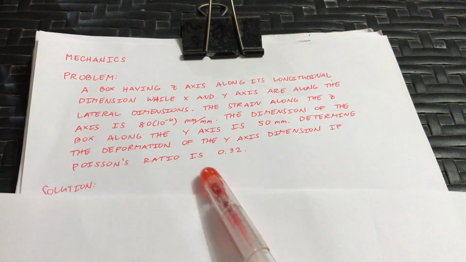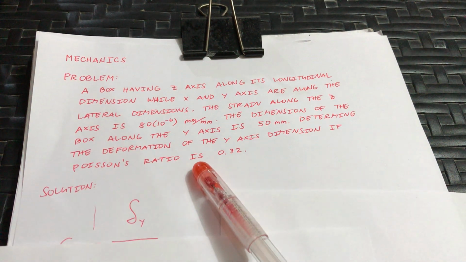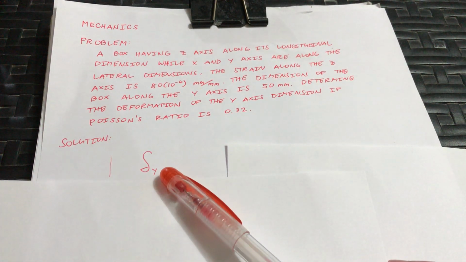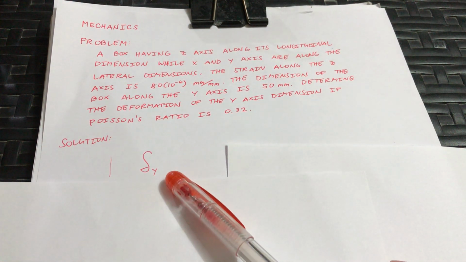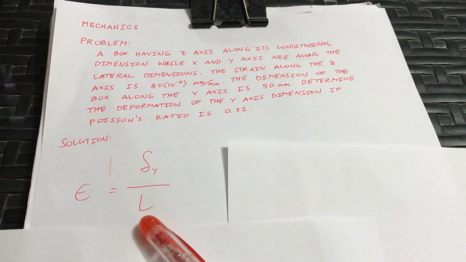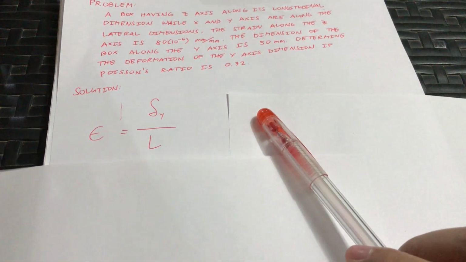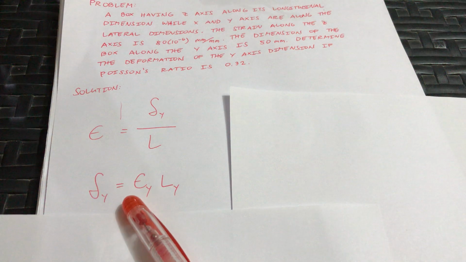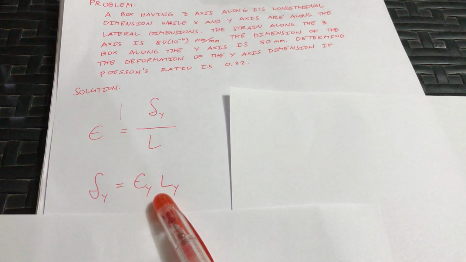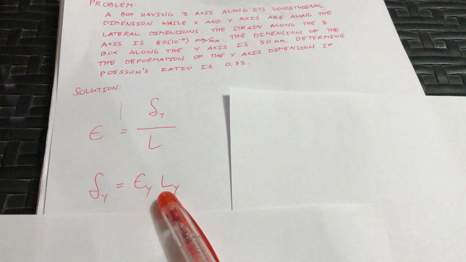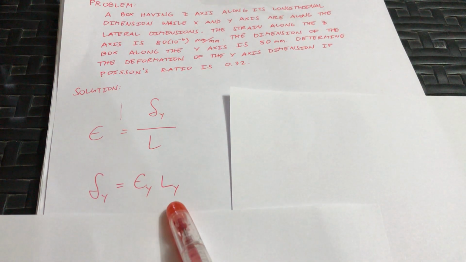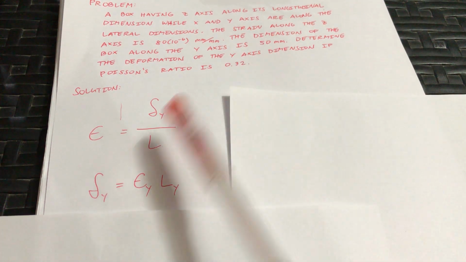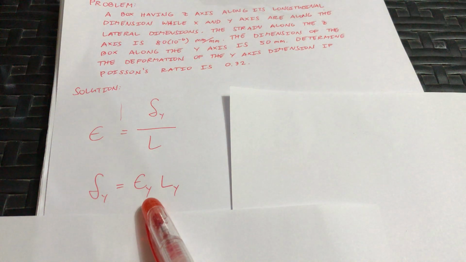Now, what is asked in the problem is the deformation of the y-axis dimension. And from our module, the formula that involves the deformation has the strain and its original length. Rearranging this, we'll be able to solve the deformation along the y-axis dimension if we multiply the strain along the y-axis by the original length, or the original dimension, along the y-axis. We already have Ly, the original dimension along the y-axis, which is 50 mm. What we need now is the strain along the y-axis.